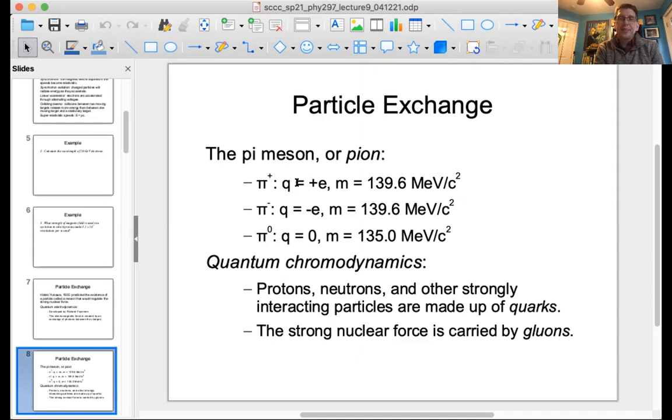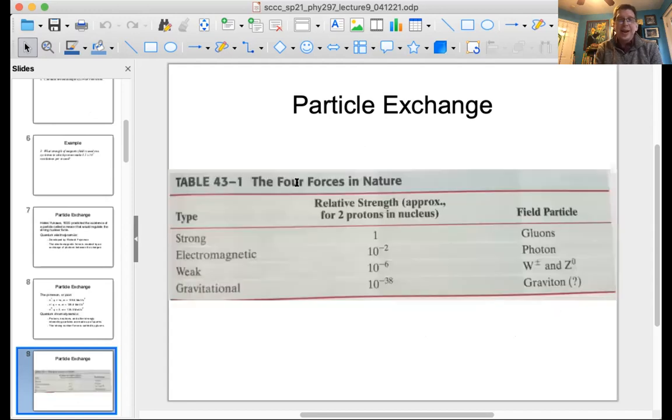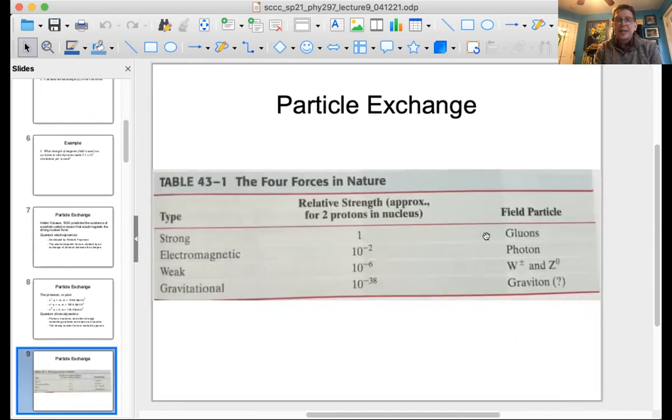And so quantum electrodynamics led into what's called quantum chromodynamics, which says that protons and neutrons and other particles involved with the strong nuclear force are made up by something called quarks, and that the particle that regulates these interactions is called a gluon. And basically, the gluon is what holds the nucleus together. And so, the gluon basically means glue.